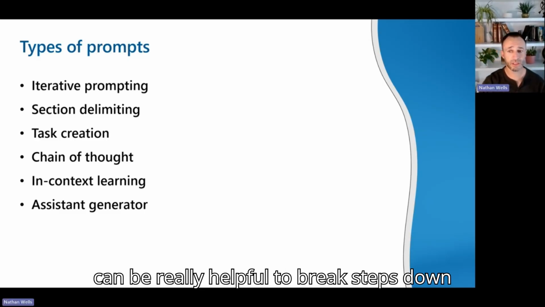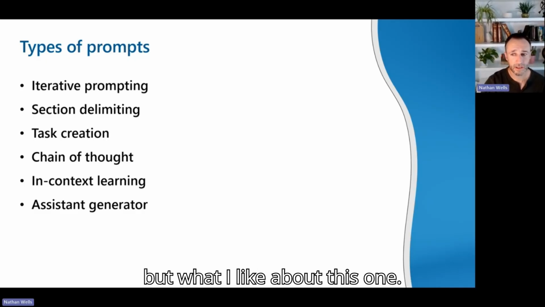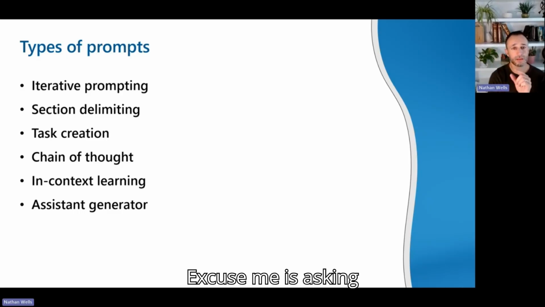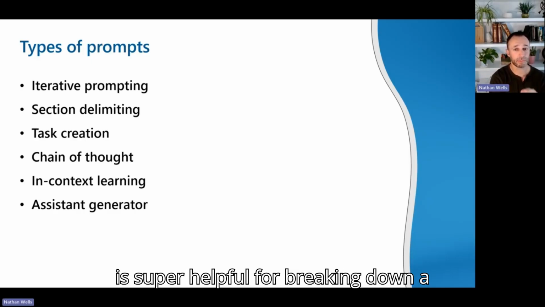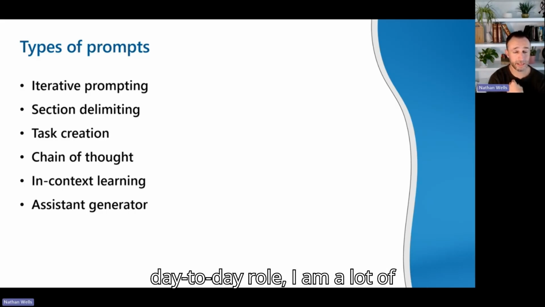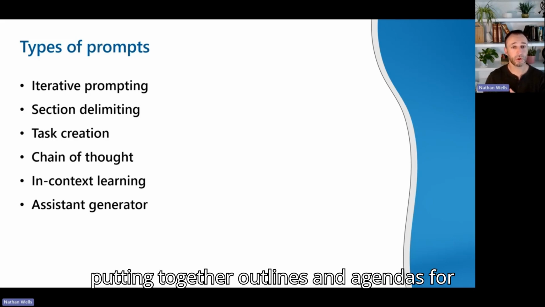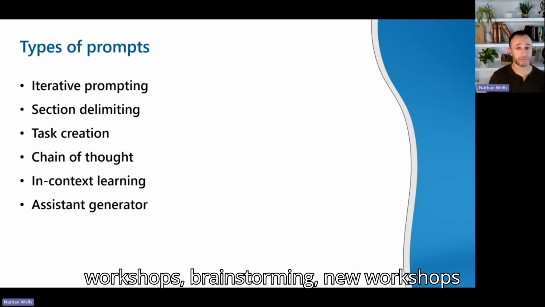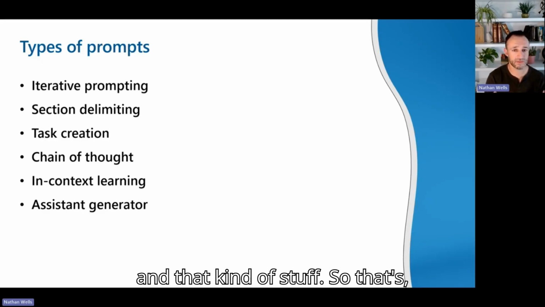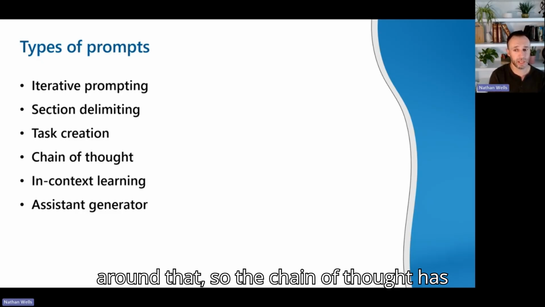So chain of thought can be really helpful to break steps down, and this is kind of along the same lines. But what I like about this one is asking the AI to ask you questions. This is super helpful for breaking down a project and for brainstorming. So in my day-to-day role, I am a lot of times coming up with workshops or putting together outlines and agendas for workshops, brainstorming new workshops, and that kind of stuff. So that's a lot of my research time is built around that. So the chain of thought has been really helpful for me.